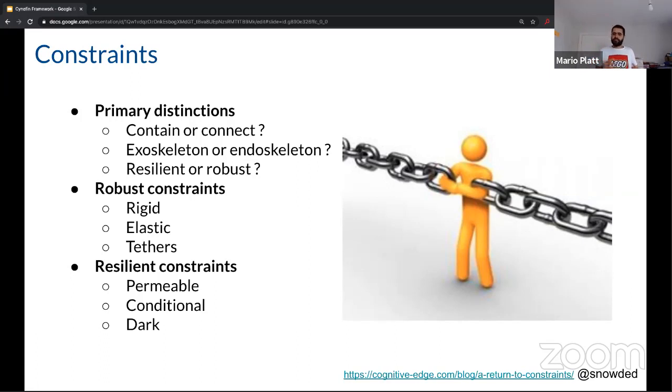And finally, we have dark constraints. Dark constraints are like dark matter, right? We can see their impact, but we don't exactly know what they are, right? So organizational culture falls here, such as the security culture.